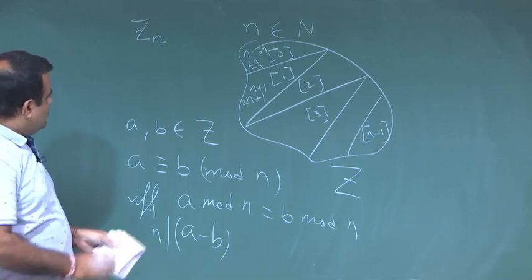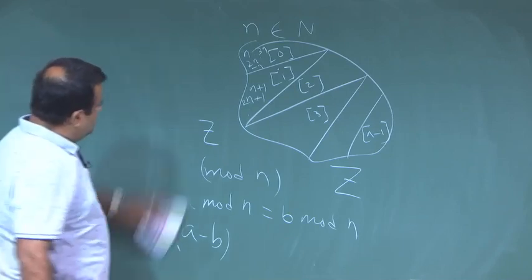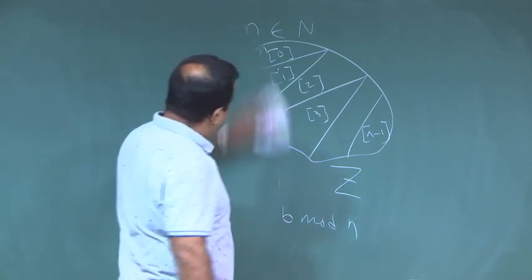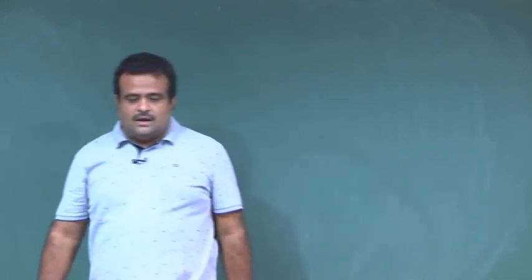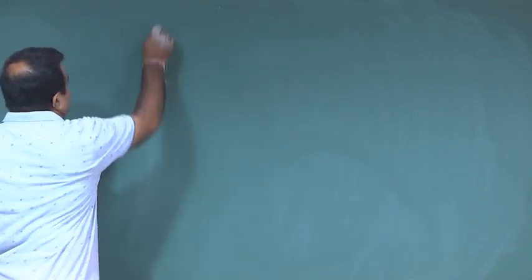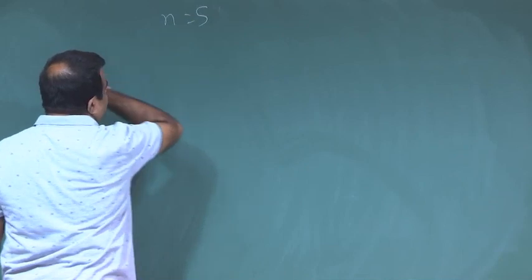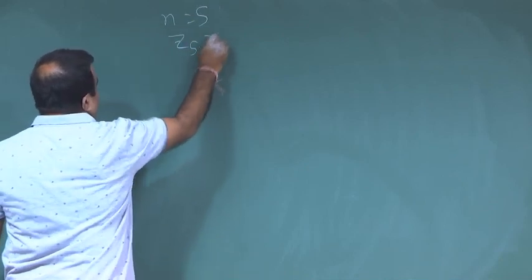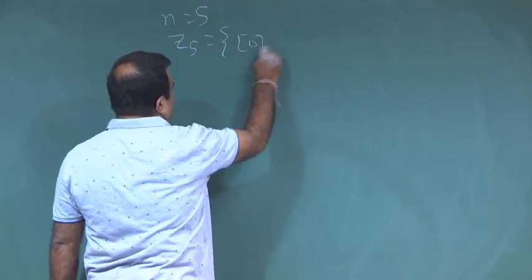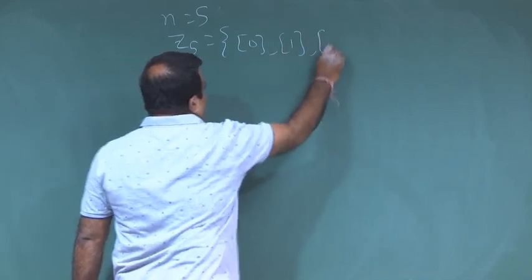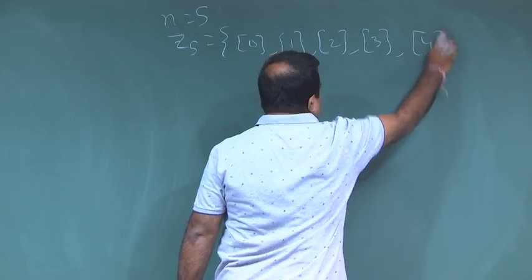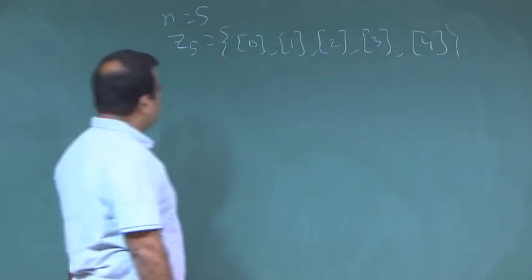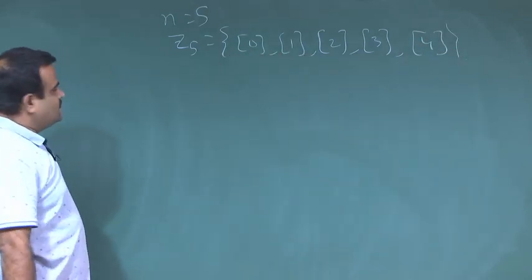Now, on this set Zn we can define operations like plus and multiplication. Like if you take n equal to, say, 5 for simplicity, so we are in Z5. Z5 means 0, 1, 2, 3, 4. This is our Z5.